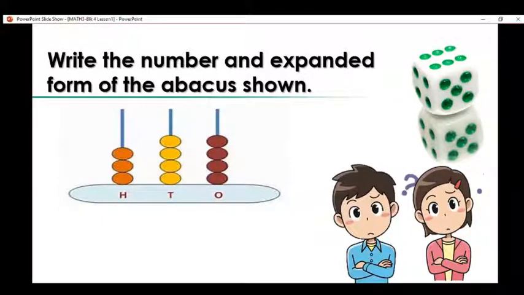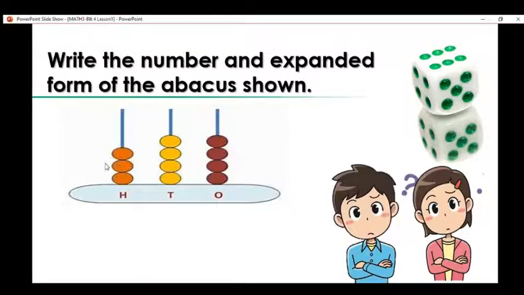So we'll start with: write the number in expanded form of the abacus shown. As you can see in the abacus, we have the 3 place values, which are hundreds, tens, and ones. So we need to identify what the number is by counting the circles in our sticks or rods.